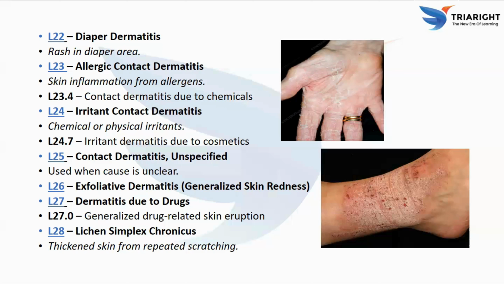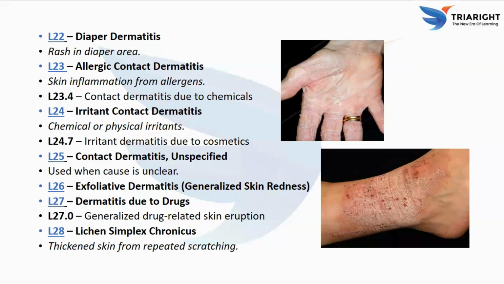So next is L24, irritant contact dermatitis. What do you mean by irritant contact dermatitis? It is skin irritation without an immune reaction. These irritants damage the skin directly, for example, soaps, detergents, acids, friction, etc. In these cases, you have to assign the code L24.7 for irritant dermatitis due to cosmetics. This is used whenever cosmetics like makeup and lotions cause the irritation.